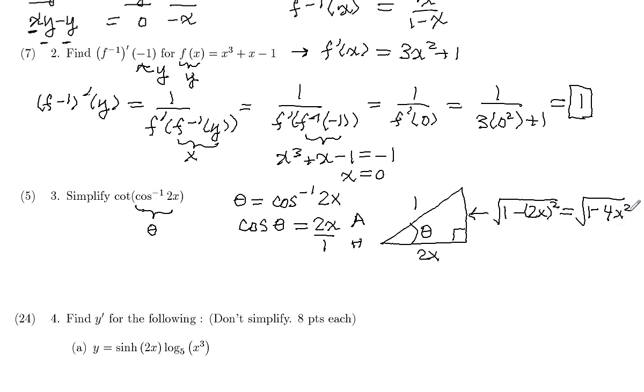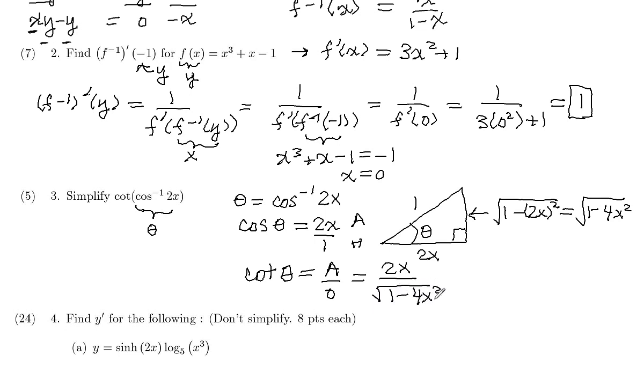So root 1 minus 4x squared. Okay, so now we've got our triangle all filled in, and what we want to know is the cotangent of that angle theta. Cotangent of theta, by right triangle trig definitions: tangent is opposite over adjacent, cotangent is adjacent over opposite. So adjacent to this angle is the 2x, that goes on top, and the opposite is the root 1 minus 4x squared, and that goes on bottom.